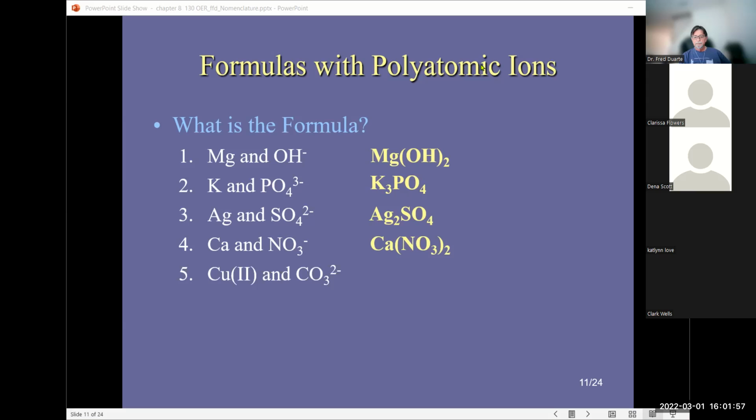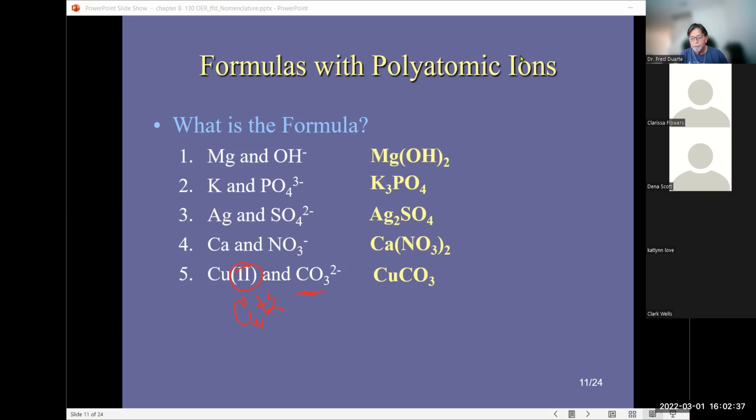All right, now we have the Roman numerals. We're dealing with copper +2. Why? How do we know that? Because they gave it to us in Roman numerals. That tells me that I have a copper +2. I'm going to put it together with CO3 -2, which is a carbonate ion. It's a polyatomic ion, carbonate. Since it's a -2 and the copper is a +2, guess what? I just need to put them together on a 1-to-1 basis. And there I go.